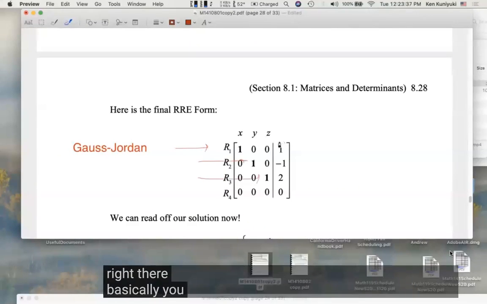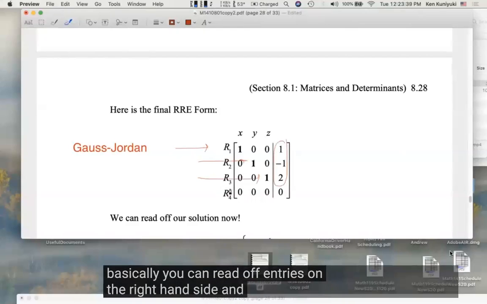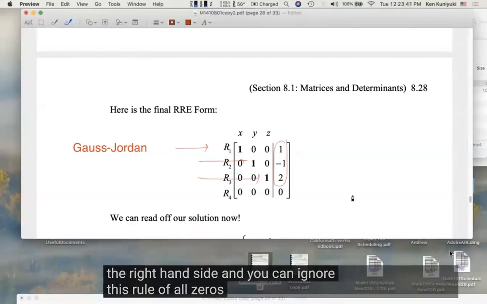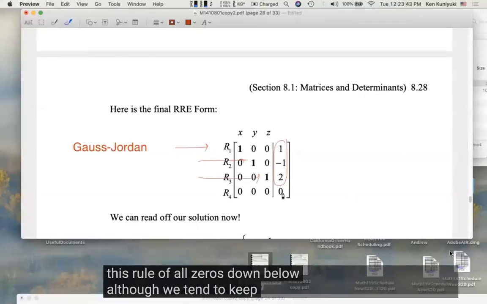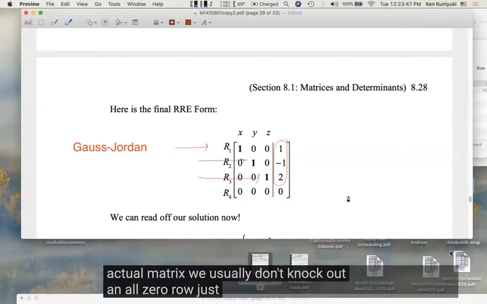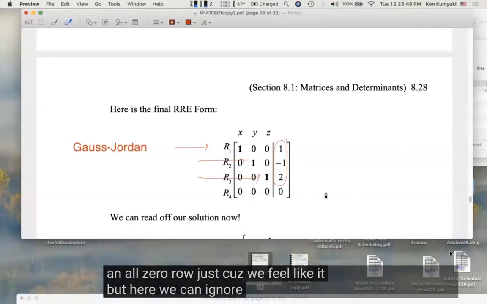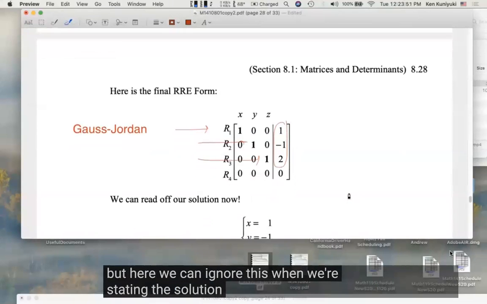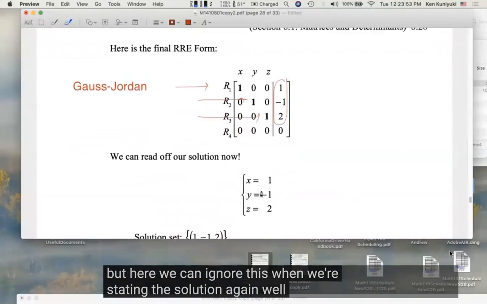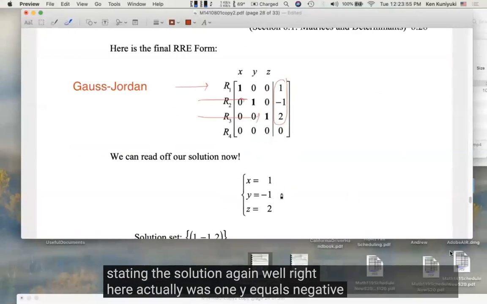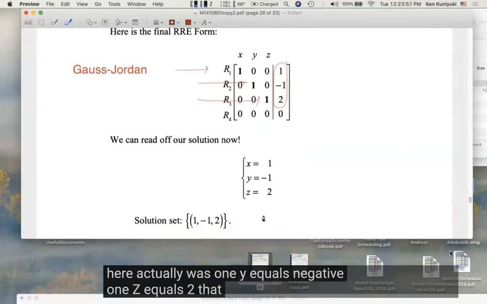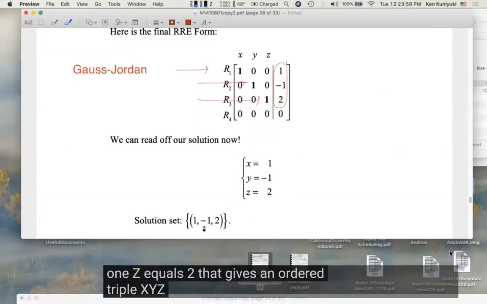It's right there. Basically, you can read off entries on the right-hand side, and you can ignore this row of all zeros down below, although we tend to keep it in the actual matrix. We usually don't knock out an all-zero row just because we feel like it, but here we can ignore this when we're stating the solution. Again, right here, x equals 1, y equals -1, z equals 2. That gives us an ordered triple (x, y, z) = (1, -1, 2), an ordered triple in braces.